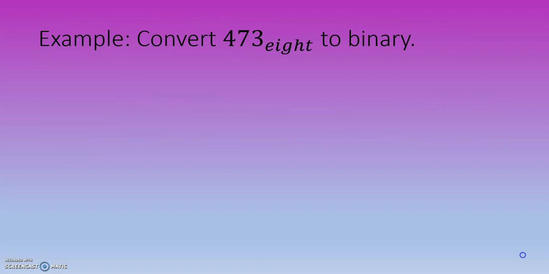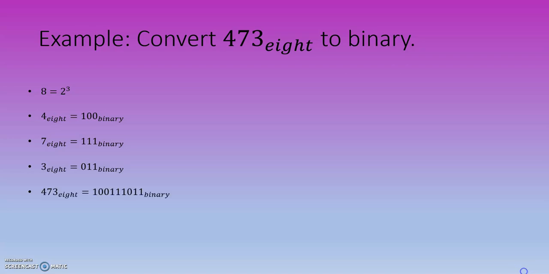We're going to convert 473 base 8 to binary form. 8 equals 2 to the third. 4 base 8, look at that chart, equals 100 in binary form. 7 base 8 equals 111 binary form. 3 base 8 equals 011 binary form. So putting that string together, 473 base 8 is 100 111 011 in binary form.